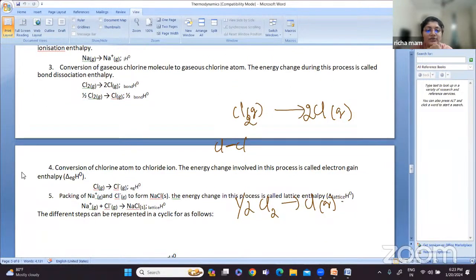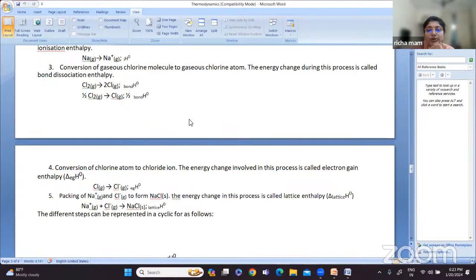Next is conversion of this chlorine atom to chloride ion. So now your chlorine atom is converted, right? It should be converted into chloride ion. This process is called electron gain enthalpy because it is having one electron extra, right? So this process in which the energy changes is called electron gain enthalpy.